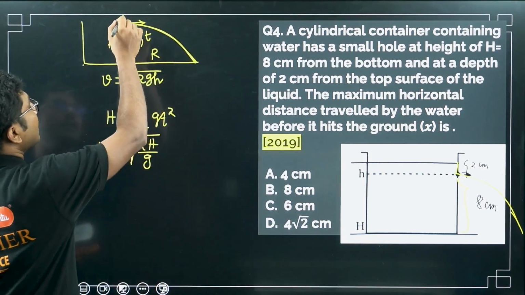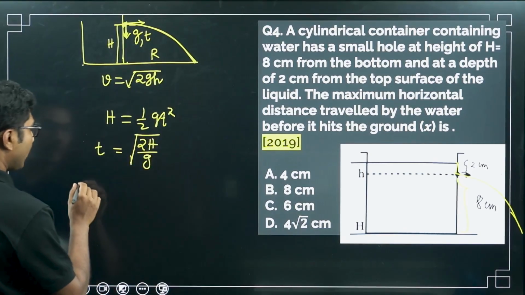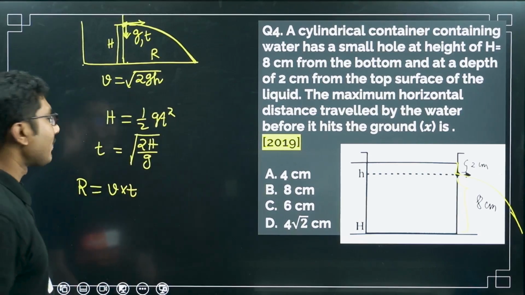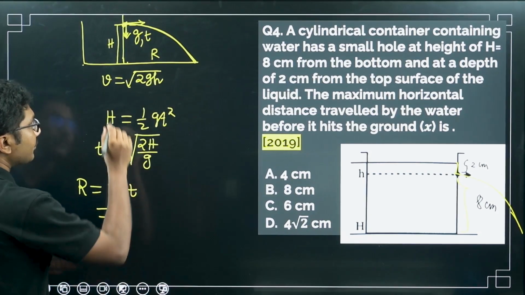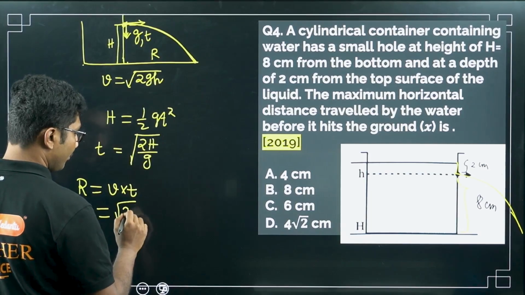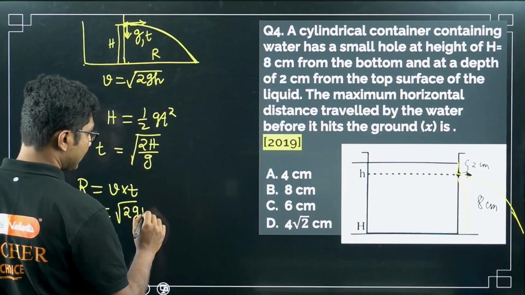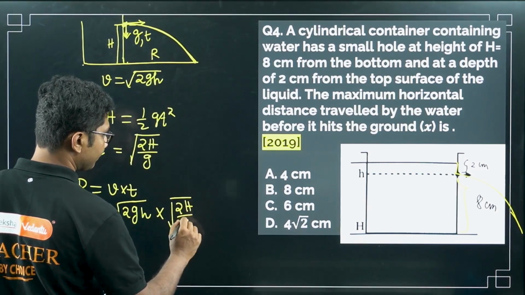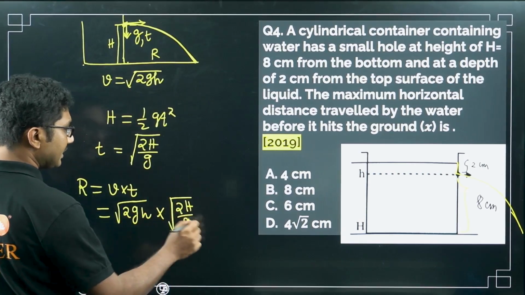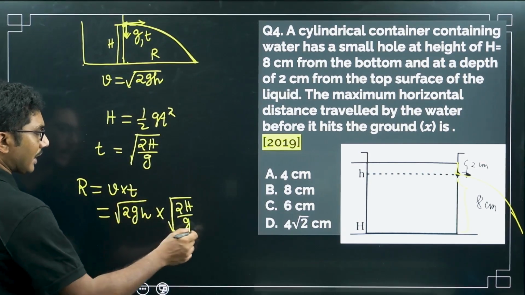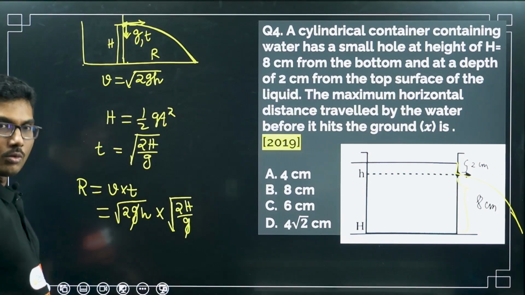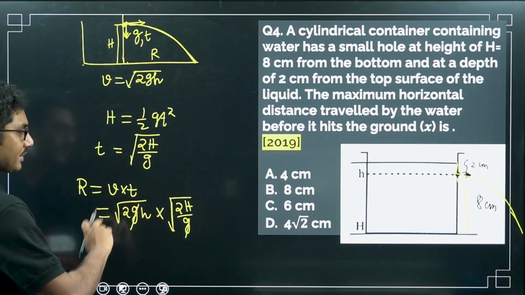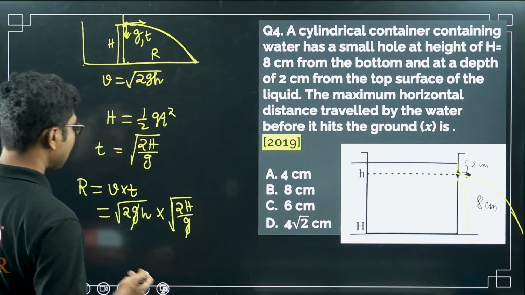Now horizontally it is also moving. So what is the range? The range is nothing but horizontal speed times total time taken, the time of flight, right? So the range is square root of 2gh times square root of 2H by g. Now both g's are under root, and one is in the numerator and one is in the denominator, so we can cancel them, right?